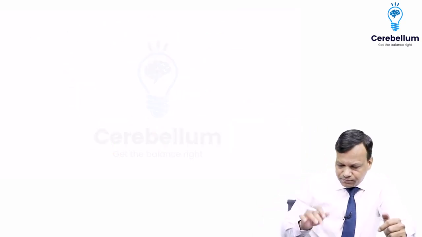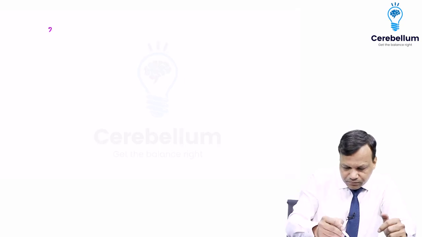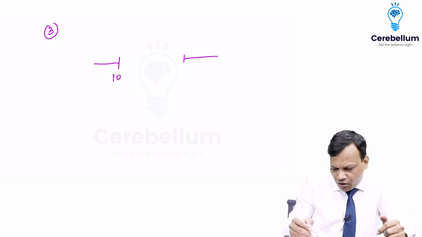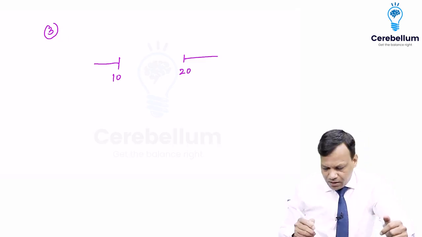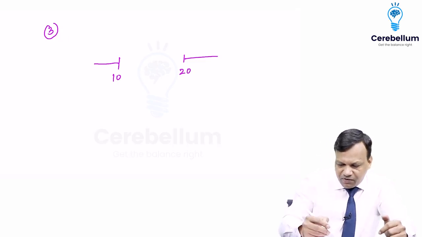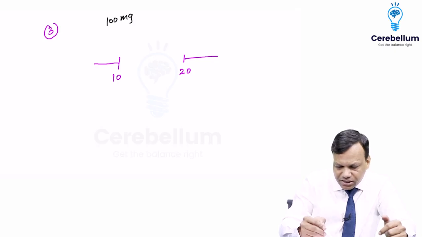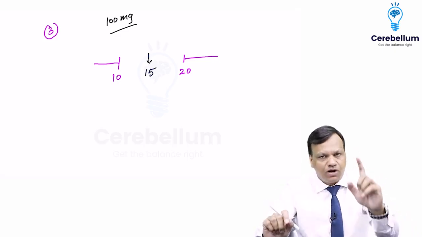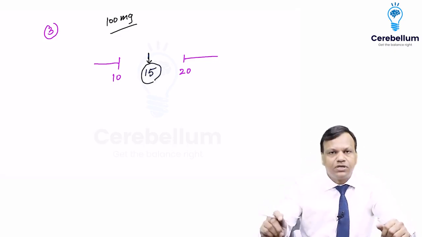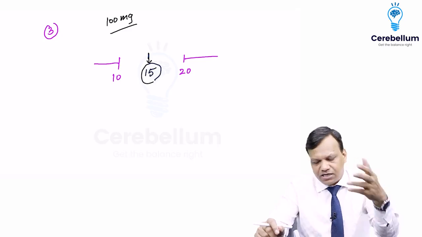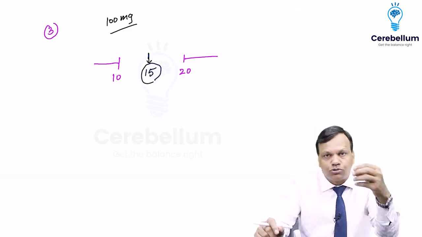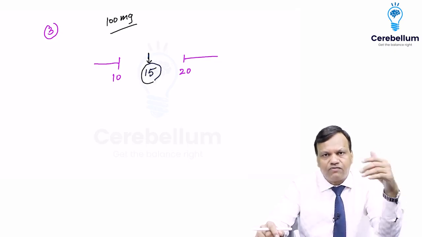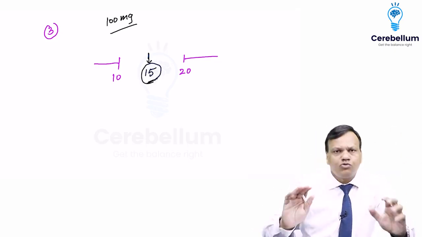Now third, suppose the drug has a narrow therapeutic index, that means we want between 10 and 20 only. But when we give 100 milligram of the drug, the plasma concentration comes out to be 15. So we gave 100 milligram to one person, plasma concentration was 15. We give 100 milligram to a second person, it was 15. We give 100 milligram to a third person, it was 15. We give 100 milligram to 10, 20, 30, 100, 500 people. In every person, it comes to be 15.